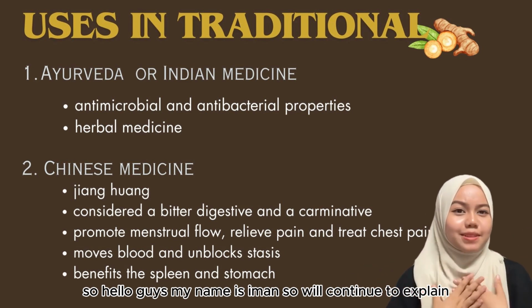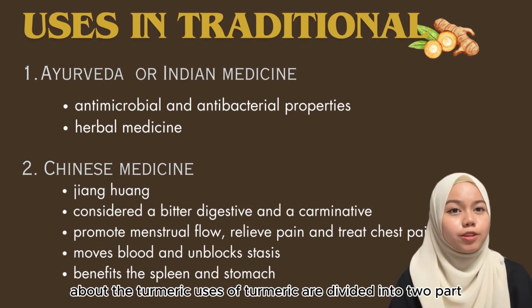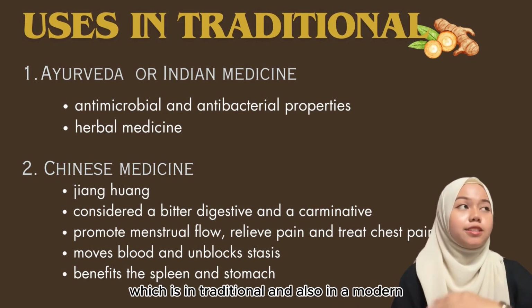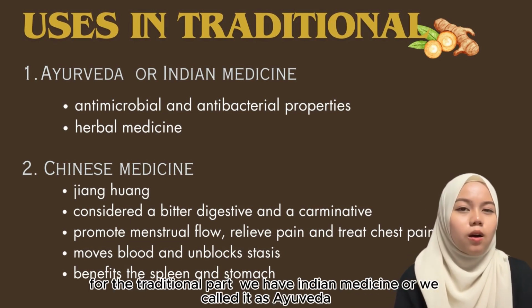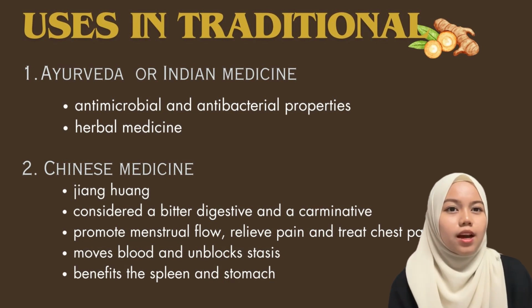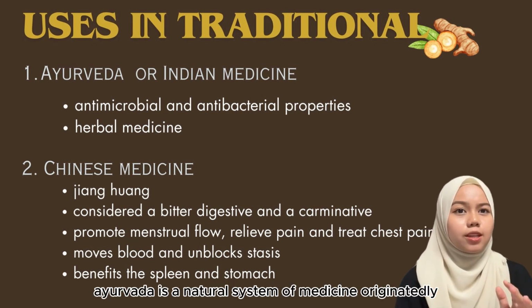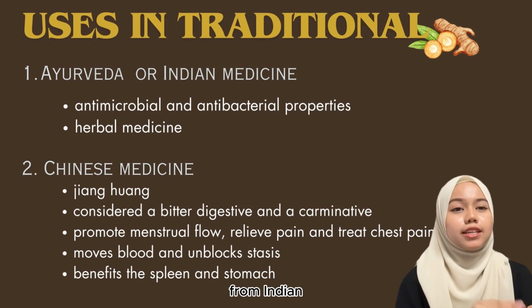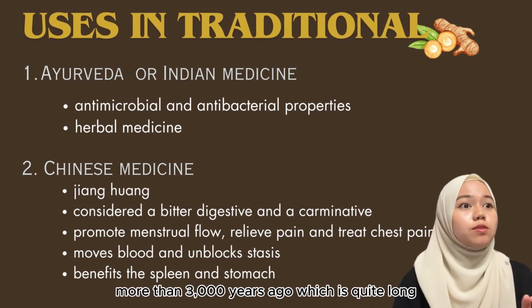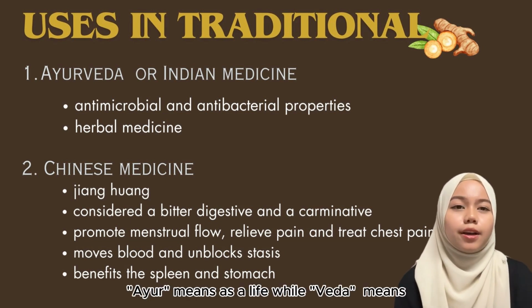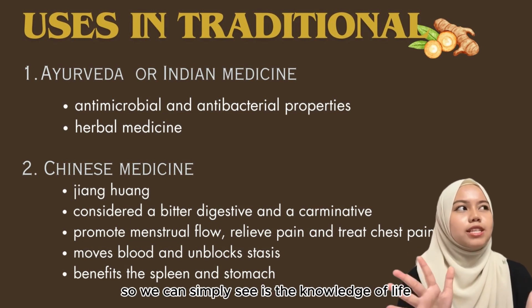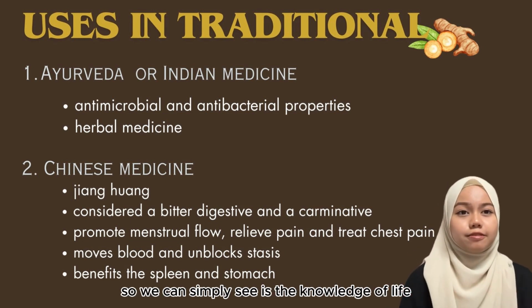So hi guys, my name is Iman. So I will continue to explain about the turmeric. Uses of turmeric are divided into two parts, which is traditional and also modern. For traditional, we have Indian medicine, or we call it Ayurveda. Ayurveda is a natural system of medicine originated from India more than 3,000 years ago, which is quite long ago. Ayur means life, while Veda means science or knowledge. So we can simply say it's the knowledge of life.